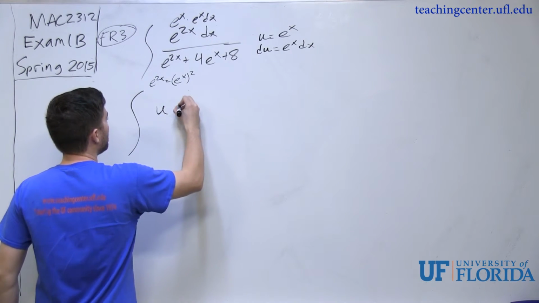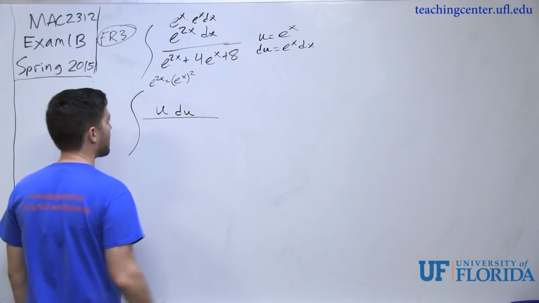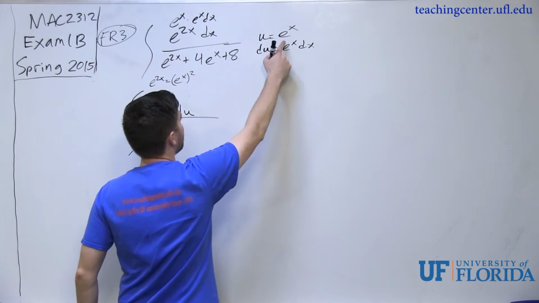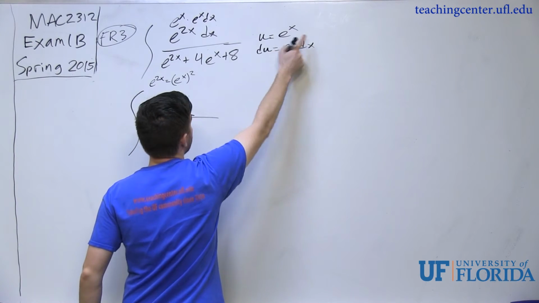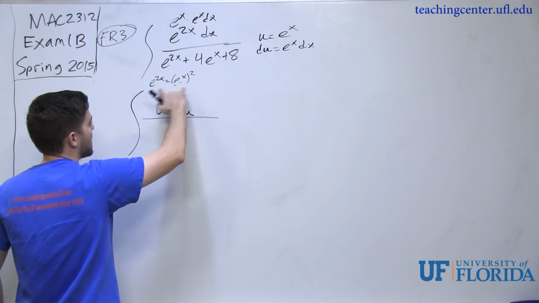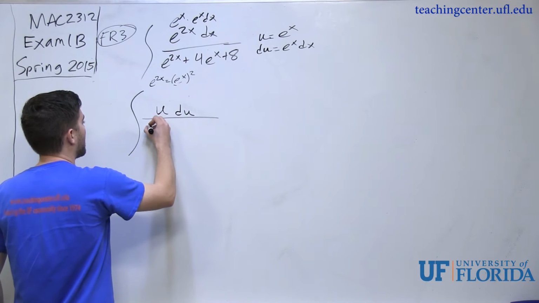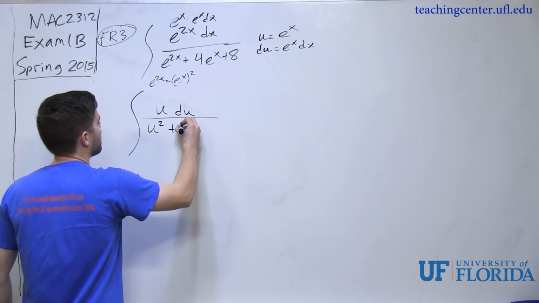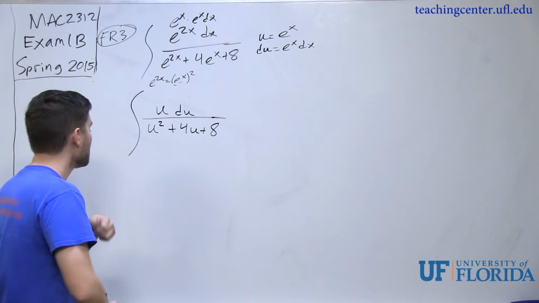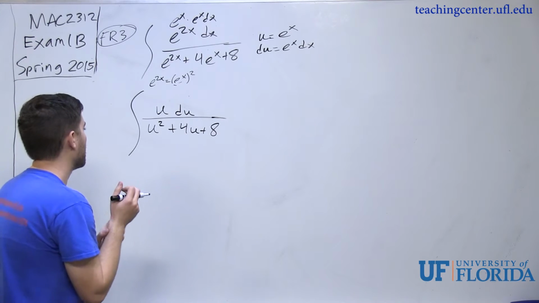All I would have to do is just account for that extra u term that's up there. So I end up getting u du on the top, and here I'm just plugging in terms basically. So u equals e to the x, u squared is e to the 2x according to this substitution we wrote out earlier. So I have u squared plus 4u plus 8. Okay, cool.